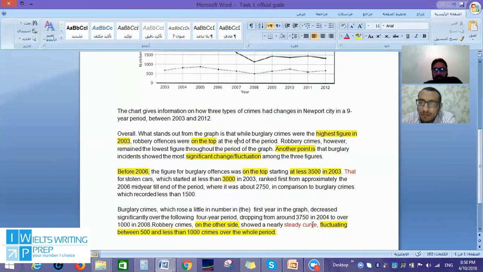Here, fluctuating between. Okay, that's fine. So we're missing the point here. Now, remember this. What I want you to do is think about the overview like a thesis statement, and it's going to be a reflection. So when you're telling me here that this is stable or whatever, I want to see it here.